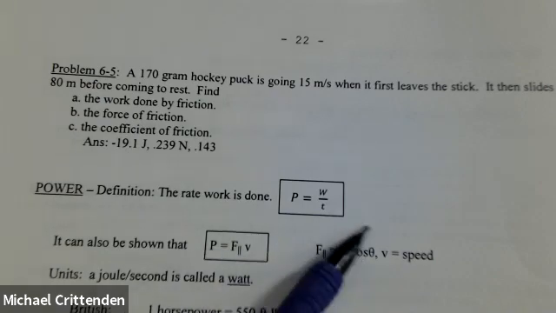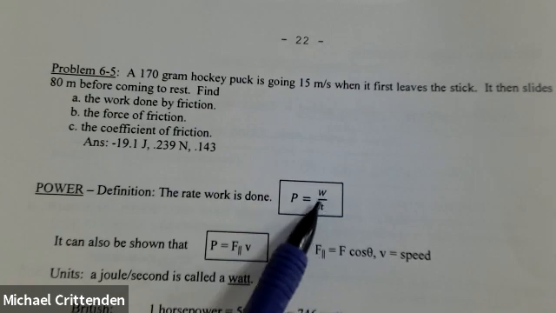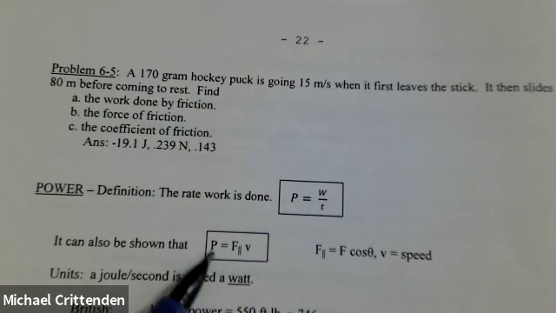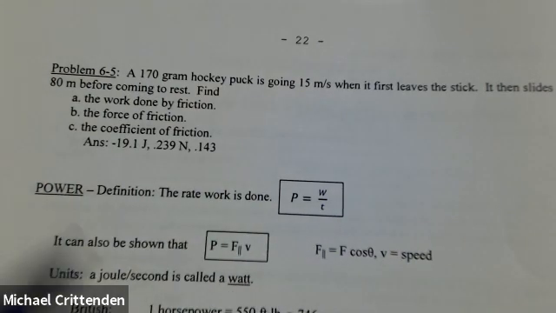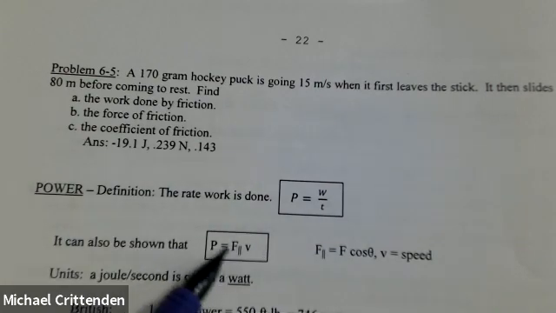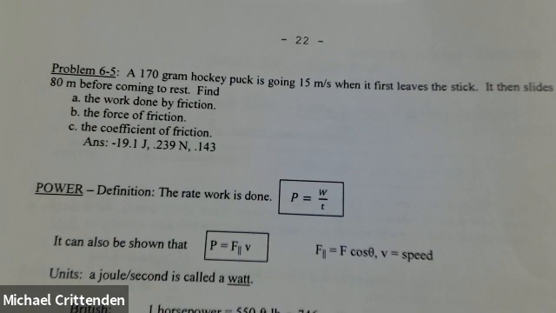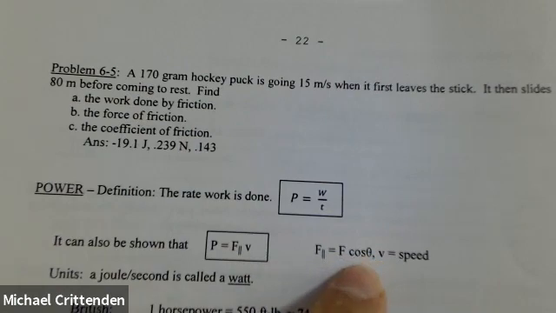Alternate formula. This one here is the basic definition. This is what defines what the word power means in the first place. From that, it's possible to show that power is equal to force times velocity. The little subscript there, there's supposed to be two little parallel lines, the parallel component of the force. It's the same story as work. Remember, work is the component of the force parallel to the direction of motion times the distance, F cosine theta S. Same thing here, the component of the force parallel to the motion, F cosine theta times V.